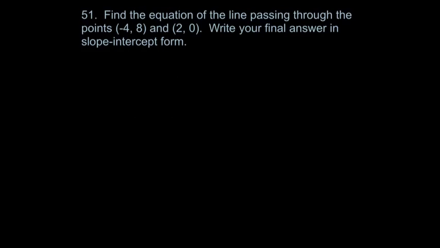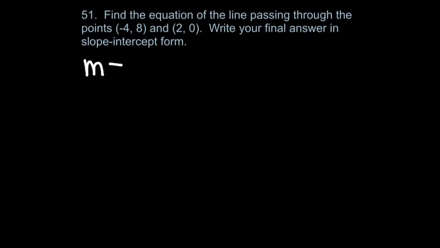For 51, I'm asked to find the equation of the line that passes through these 2 points and to write my answer in slope-intercept form. We've been looking at examples of equations where we're given the slope and we're given a point and we can find the y-intercept. In this one, we're given 2 points. We can use those 2 points to first find the slope. We can calculate the slope.